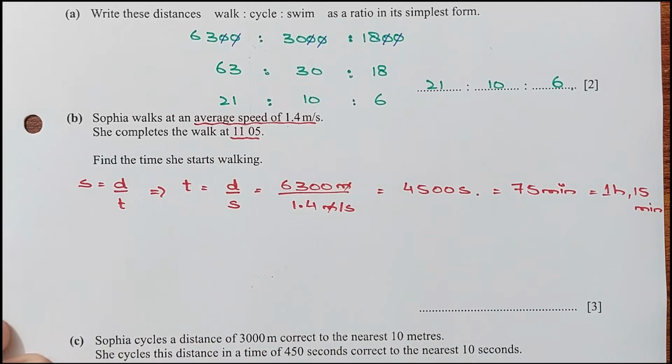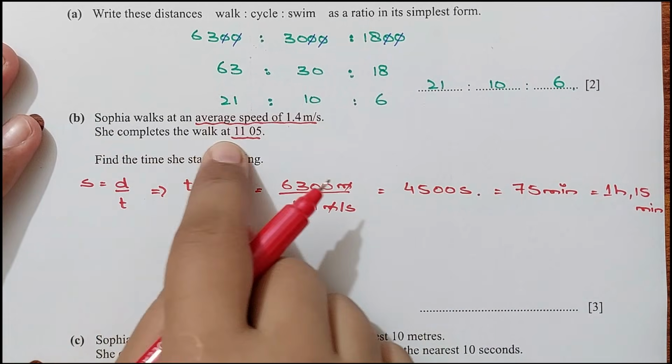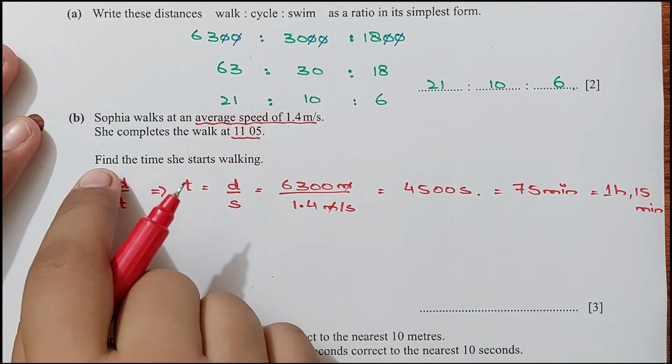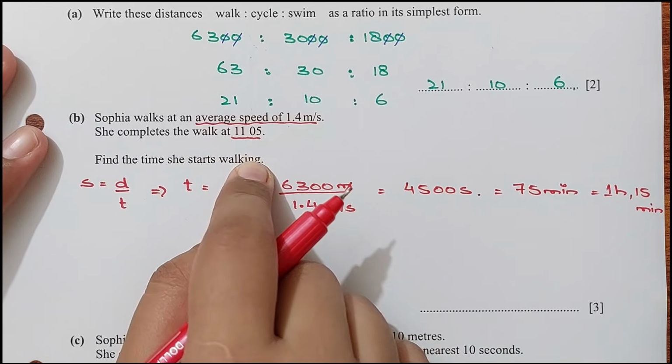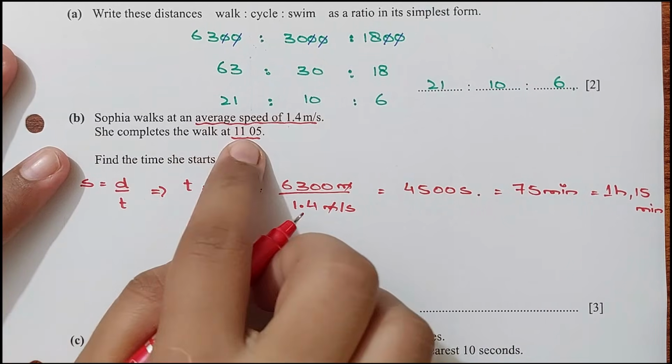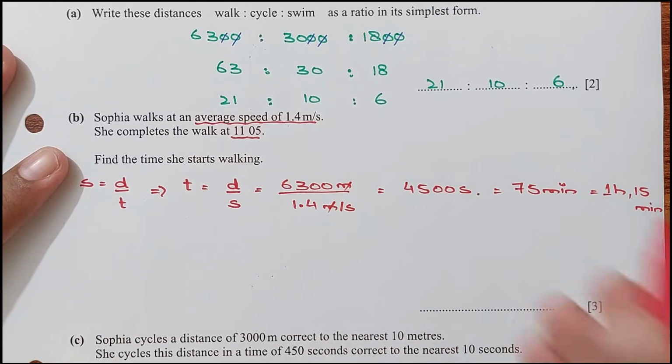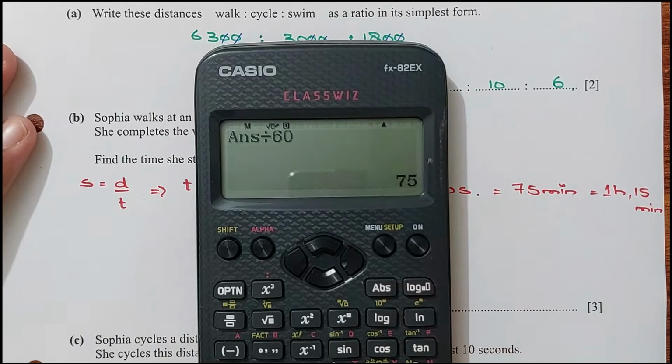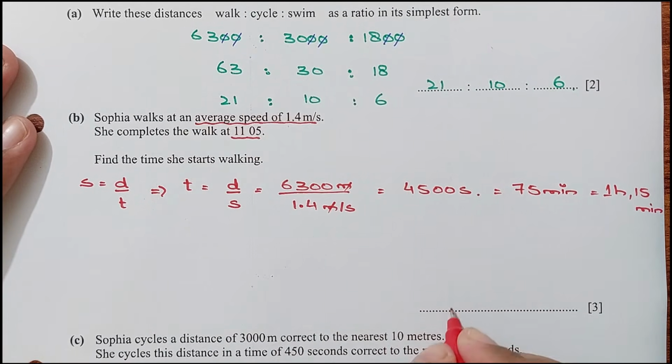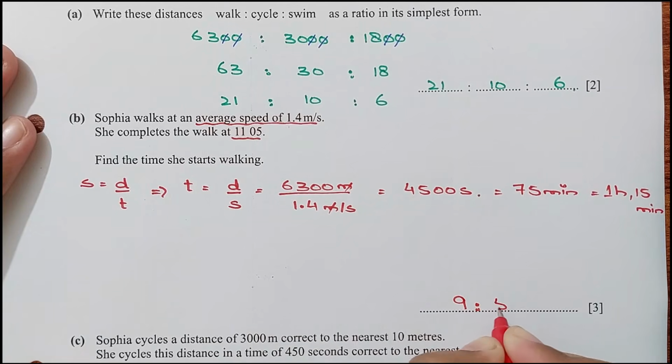Right. Okay, she completes the walk at 11:05. Find the time she starts walking, right? So the completed time is given as 11:05. We have to subtract 1 hour and 15 minutes. 11:05 subtract 1 hour 15 minutes. So she starts at 9:50, right? 9:50.